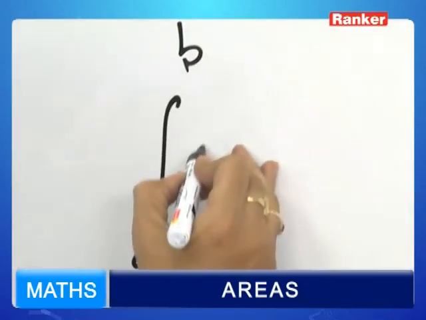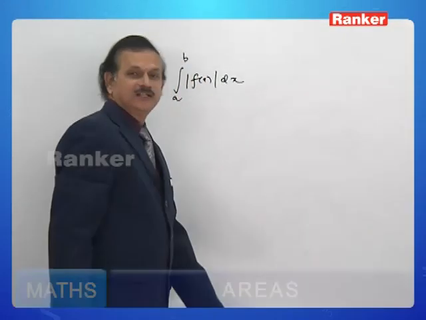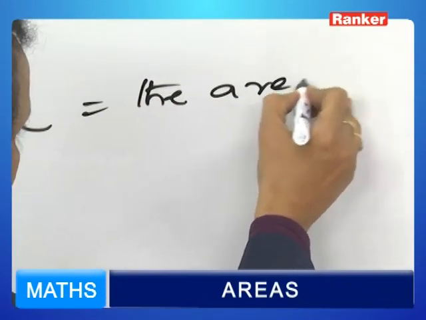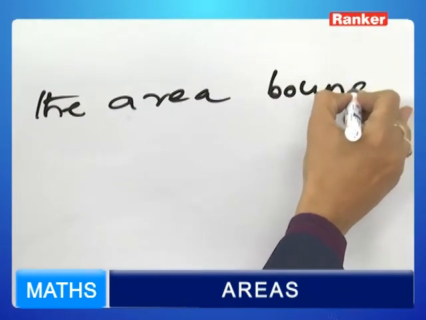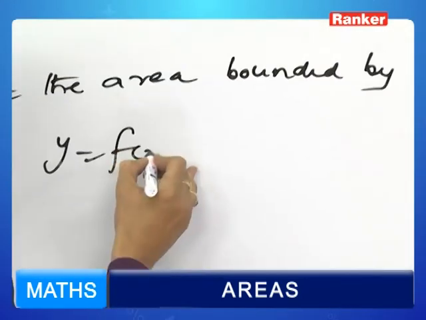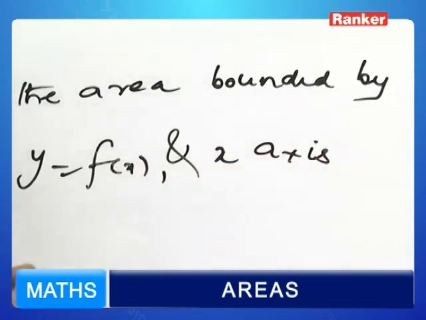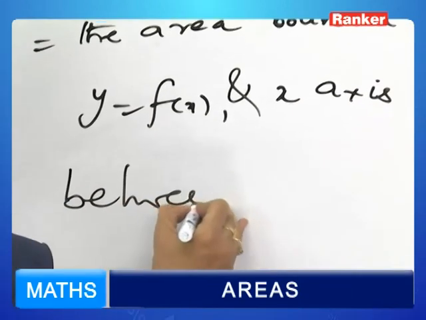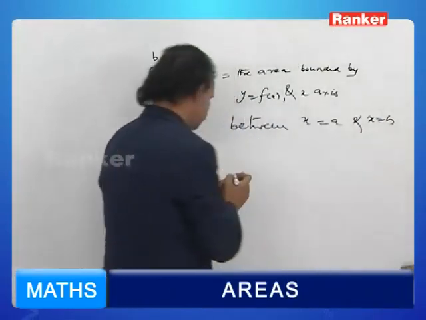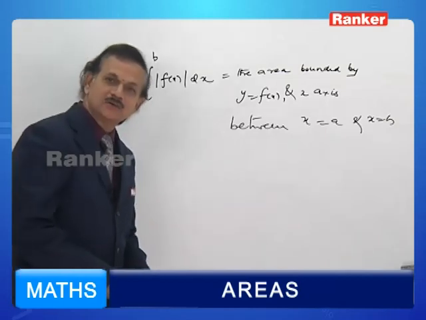Integral a to b mod f of x dx is the area bounded by y is equal to f of x, x-axis, between x is equal to a and x is equal to b.